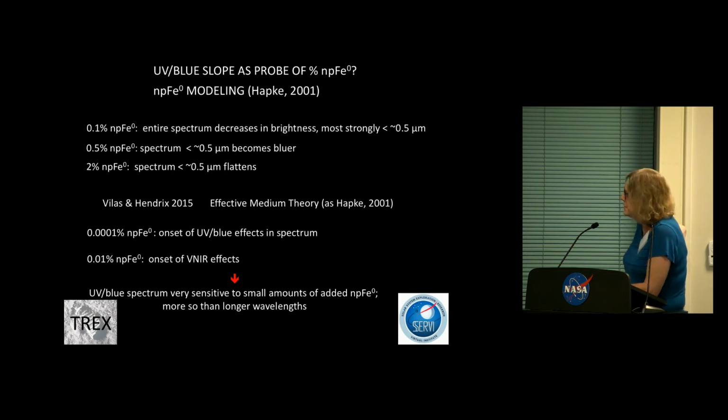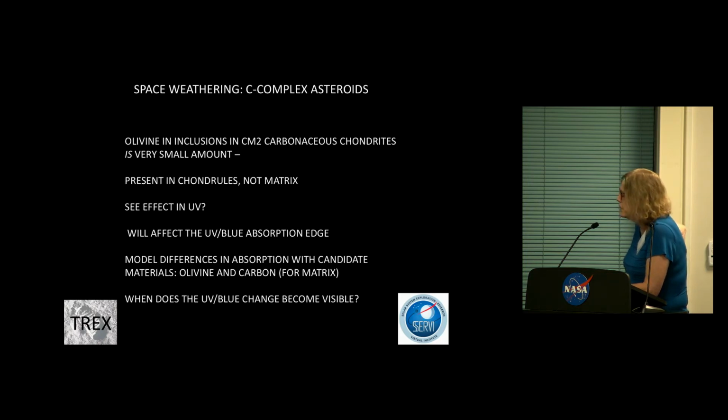So we went to see if this is the same for the C-complex, and this is where we're still a work in progress. We have an indication that there's maybe about 12 to 20% of olivines present in the CM2 carbonaceous chondrites. Those seem to be the best analogs so far for what we're studying. It's a small amount, but you only need a very small amount.